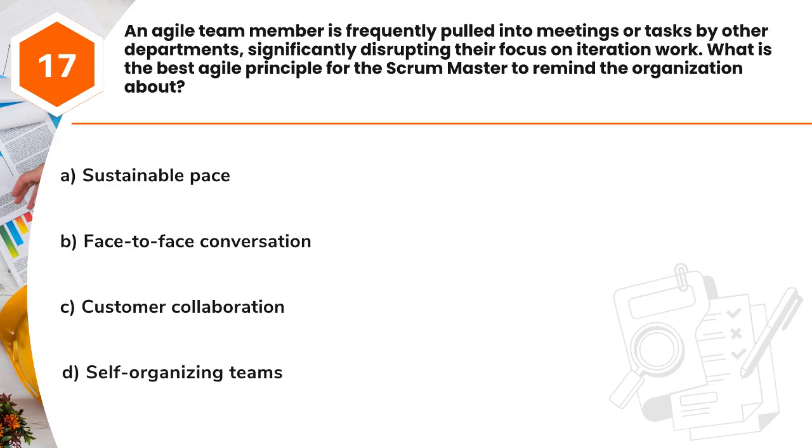Question 17. An agile team member is frequently pulled into meetings or tasks by other departments, significantly disrupting their focus on iteration work. What is the best agile principle for the Scrum Master to remind the organization about? A. Sustainable pace. B. Face-to-face conversation. C. Customer collaboration. D. Self-organizing teams.